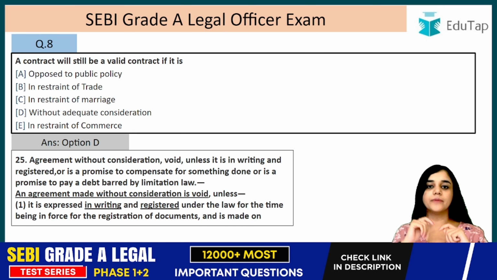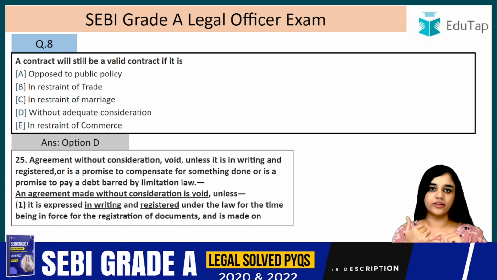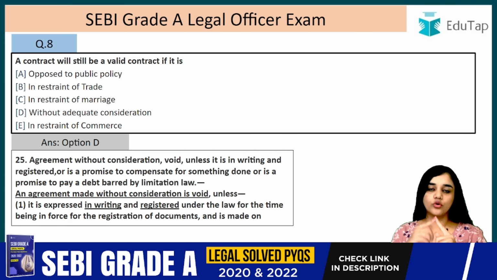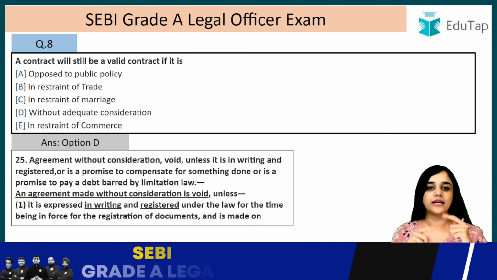For example, say A is the mother and B is the son. A promises B that I will gift you this house, and she writes it, she gets it registered, and everything is done. So all the 4 conditions, all the 4 criteria, are met. First, it is in writing. Second, it is registered. Third, it is out of love and affection. And fourth, they are in a close relation to each other. So then it is going to be a valid contract. And now if A refuses to give the house to B, then B has the right to move to the court.